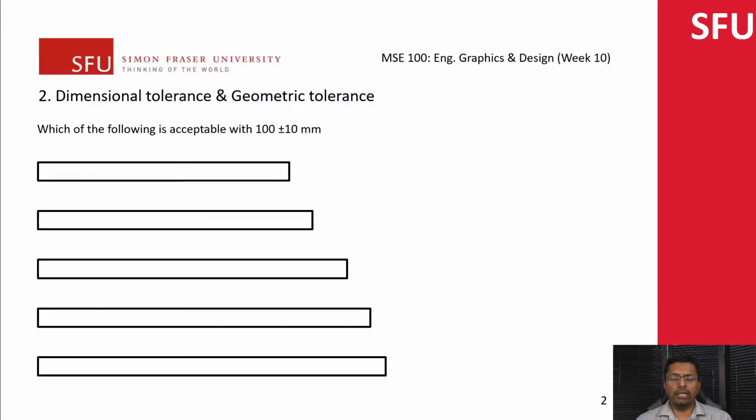So let's look at this example over here. What I've done is I've drawn a bunch of rectangles. They are dimensioned to be 100 millimeters plus or minus 10 millimeters. Obviously I made them a little bit larger so you can use a ruler to measure all of these values. So you're going to measure all of these and let me know. Number these from 1 to 5 on this page.